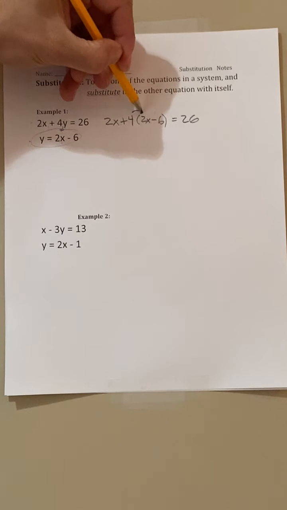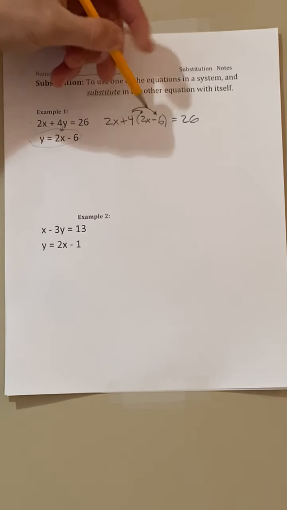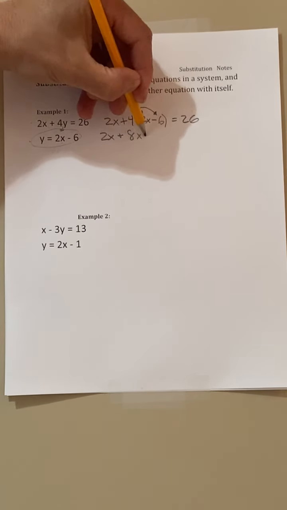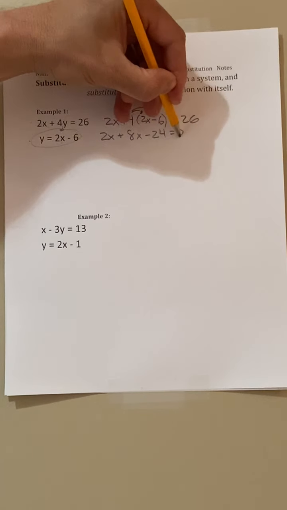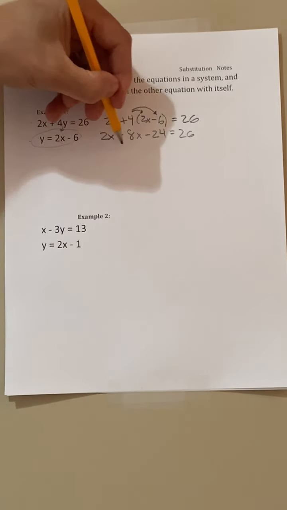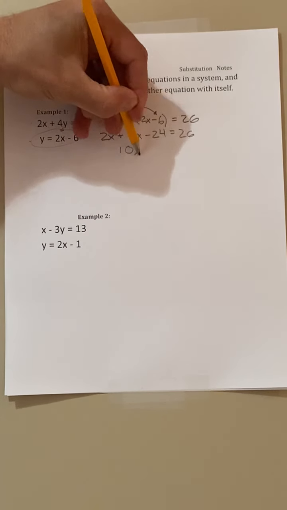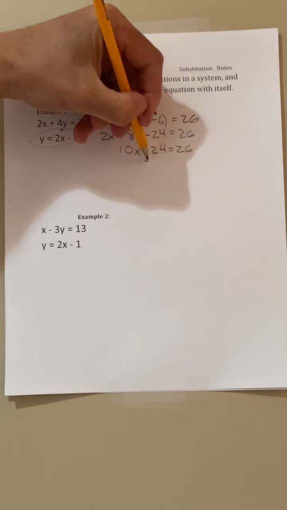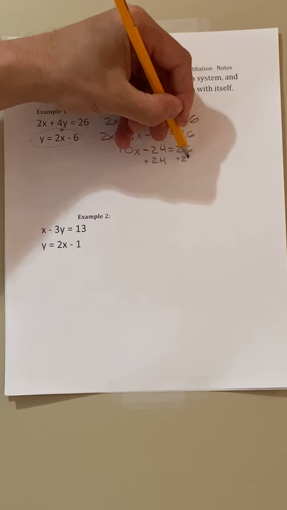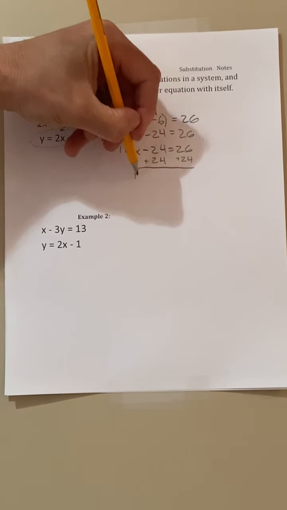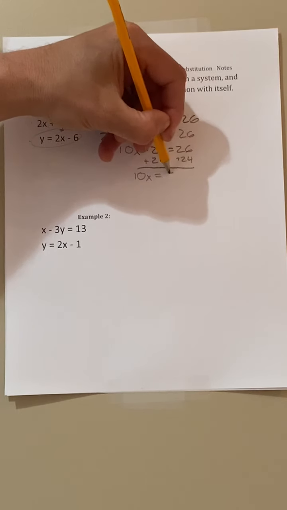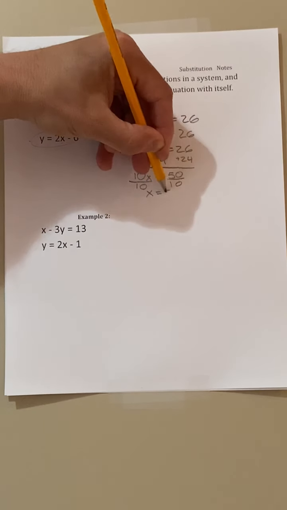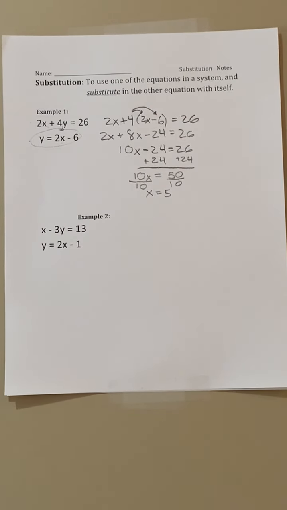What we need to do first is distribute the coefficient in front of the parentheses. So I have 2x plus 8x minus 24 equals 26. Now combine our like terms. 2x plus 8x is 10x minus 24 equals 26. I can add 24 to both sides, and that gives me 10x equals 50. Divide both sides by 10, and I have x is equal to 5.